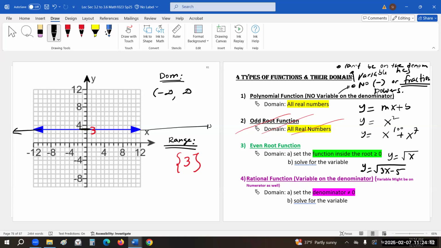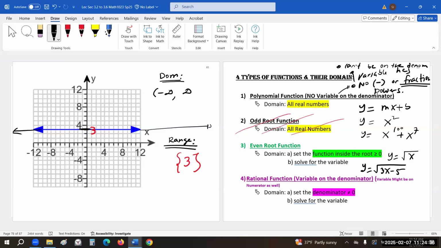For this problem, our function is 3x minus 5. So this thing has to be positive or 0. So we set this function bigger than or equal to 0 and we solve for x. Then we get our domain: starting from that number until infinity, we can plug in anything for x in that function.